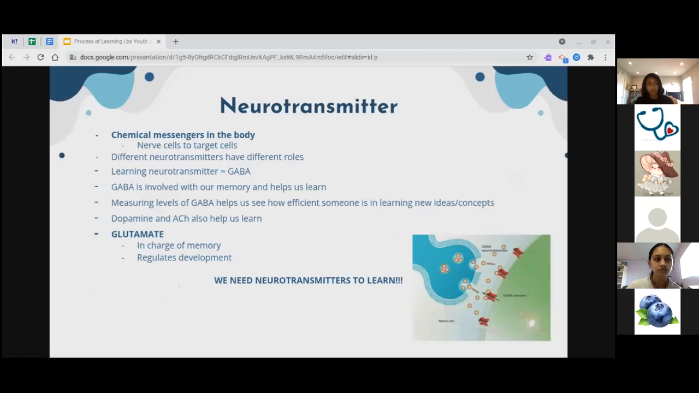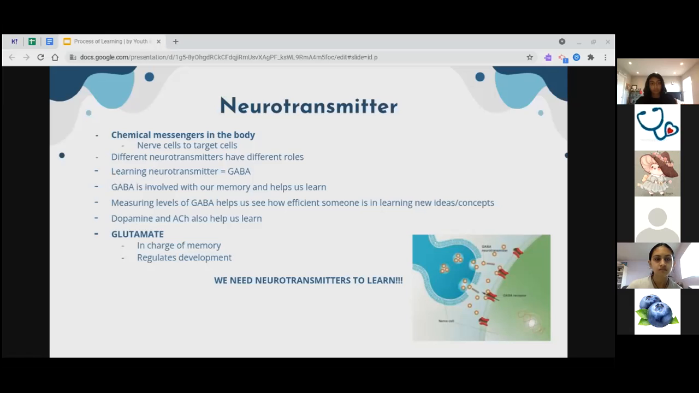Hello. So neurotransmitters are basically chemical messengers in your body. I have an image on the right. They go from nerve cells to target cells. So you'd have these nerve cells sending messages to cells such as muscle cells and other cells in your body. Different neurotransmitters have different roles that help our body function.